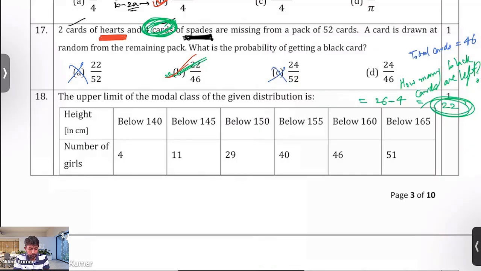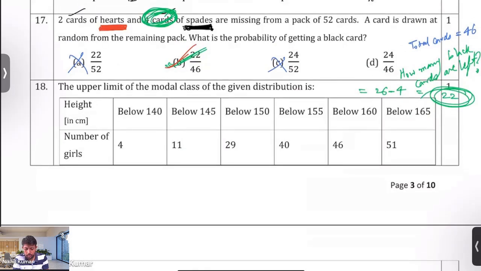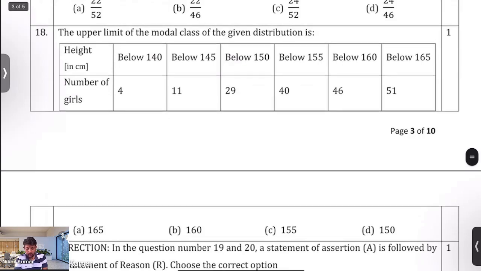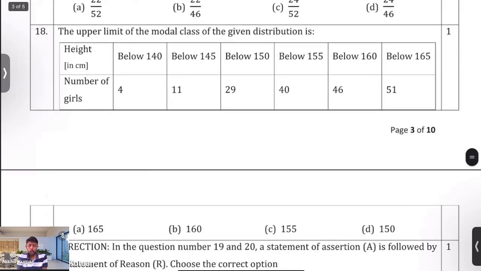Question number 18. Now, this is a question on statistics, mean, median, and mode, specifically on modes. Let's try to attempt it. The upper limit of a modal class of the given distribution. First of all, we have to find the modal class. Modal class can't be found if we do not have proper class intervals. Right now, we do not have proper class intervals, so we'll have to rewrite this data into another table. So we have to make class intervals of height.